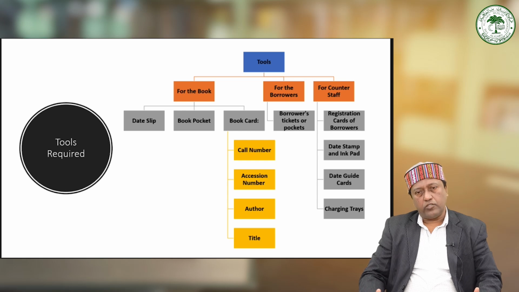Whenever a document is issued, the book card will be given to the library staff, and a reader's ticket will also be surrendered with the book card. So the book card is inserted in the reader's ticket and has to be filed in the charging tray. How is it filed? It is a very simple process. They have to file it behind the due date guide card. So you have to make strong and stout due date guide cards which can stand erect in the charging tray.